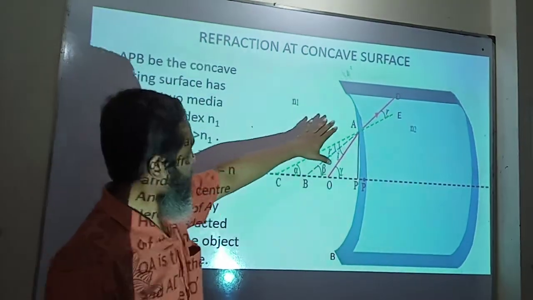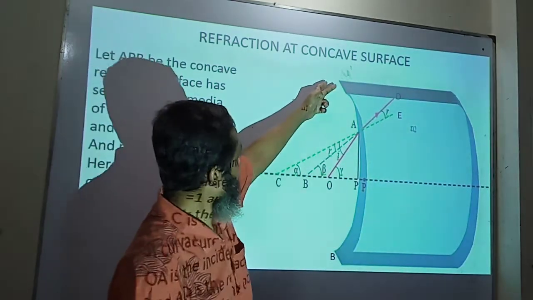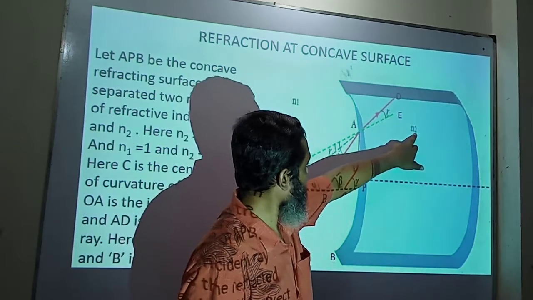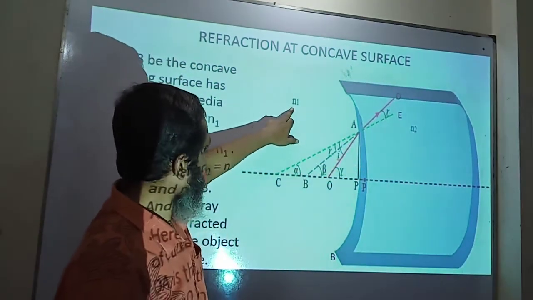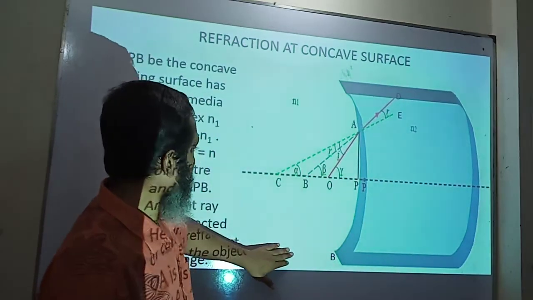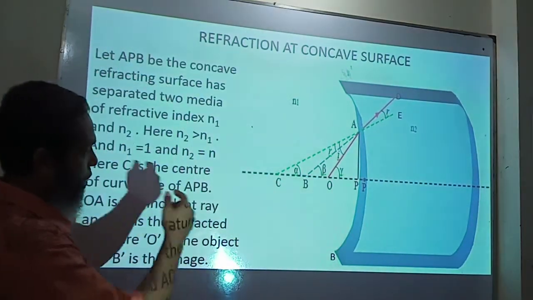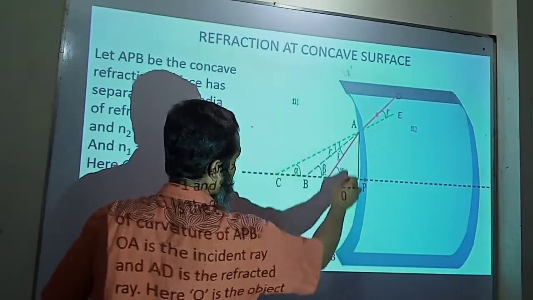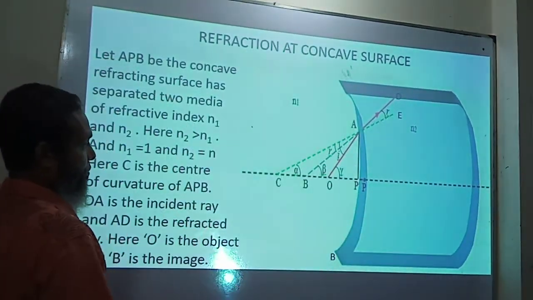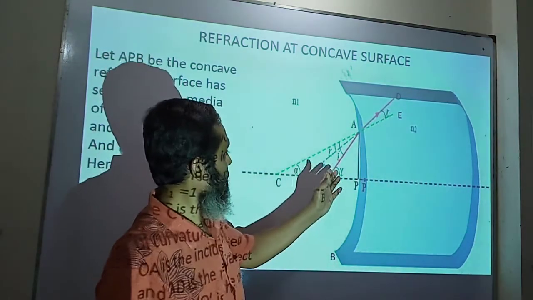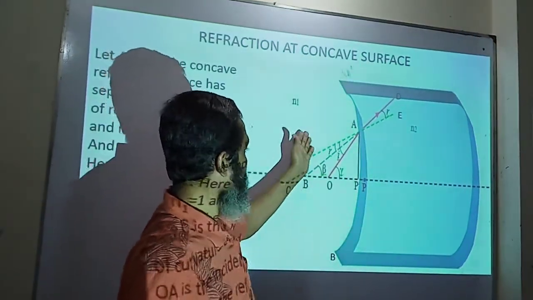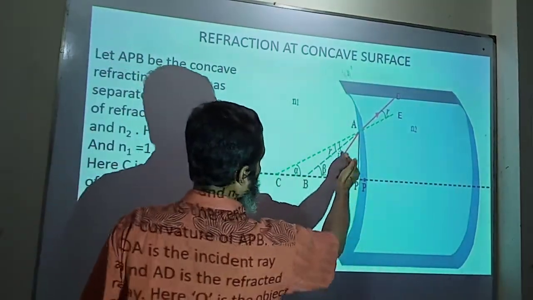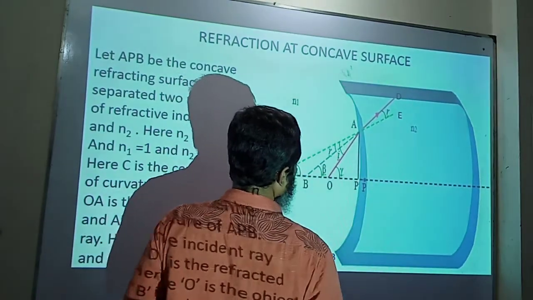Let us see here. We can see it is a refracting surface. It is a transparent material of refractive index N2, and here is the medium of refractive index N1. O is the object, and APB is the refracting surface, a concave refracting surface. This refracting surface is separating these two media. So here OA is the incident ray. It is refracting along AD.